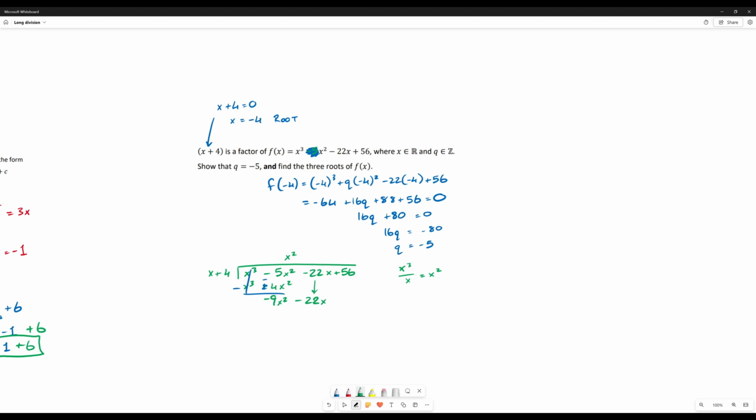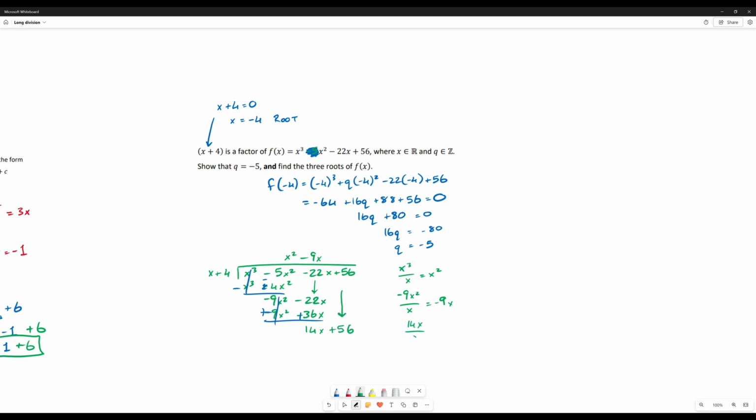Start the process again. You'd say minus 9x squared divided by x is equal to minus 9x. That's minus 9x up here. Multiply that down here. That's going to be minus 9x squared. That's going to be minus 36x. Draw a line, change the signs. That cancels. This would be 14x. Then you bring down the 56.